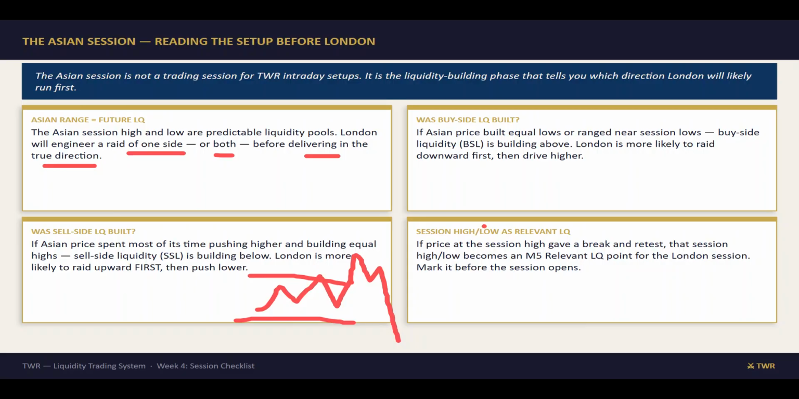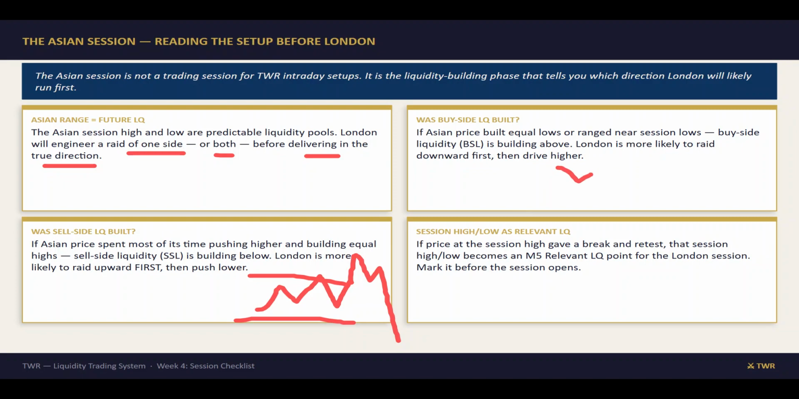That is scenario one. What about if buy side liquidity was being built? How would you know buy side liquidity has been built? If Asian price builds equal lows or ranges near session lows. Okay, that's buy side liquidity.